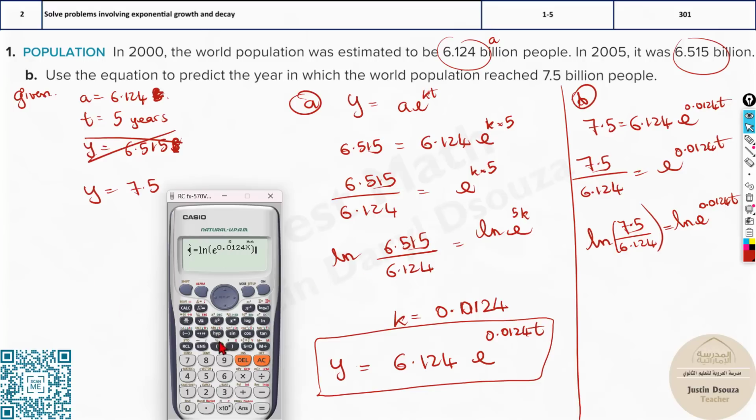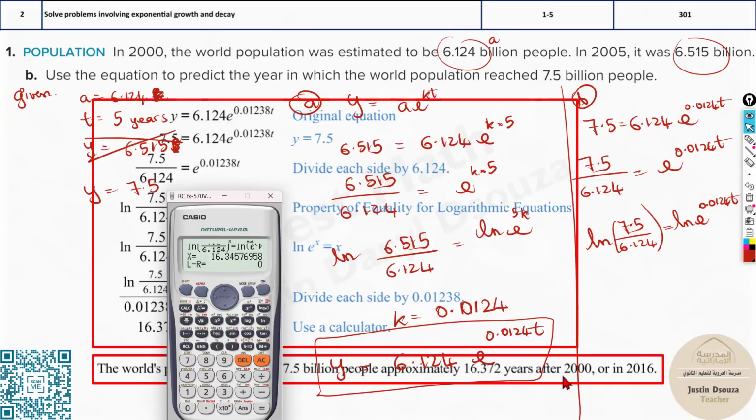You cannot put t or y. You have to use this variable x only. Don't use the other variables, because when you shift and solve, it doesn't give you the answer. Only x can be solved in the calculator. And that's shift and solve. This is the previous answer which is stored. Now when you press equal to, here you go, it's 16.34. That's the answer. Let's just double check.